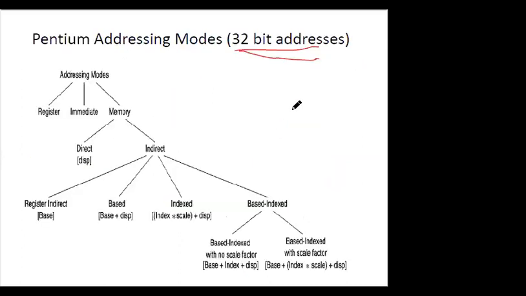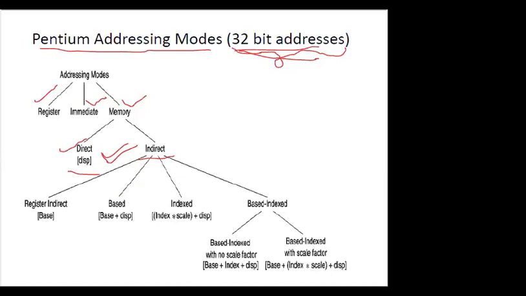Let us see the difference between a 16-bit and a 32-bit address. So in Pentium, we have addressing modes: register addressing, immediate addressing, and memory addressing. We will study how register addressing and immediate addressing are done. But for the memory, again, we can classify it into two categories, direct and indirect. Direct is the one in which we directly place the address of the memory location. The other one is indirect.